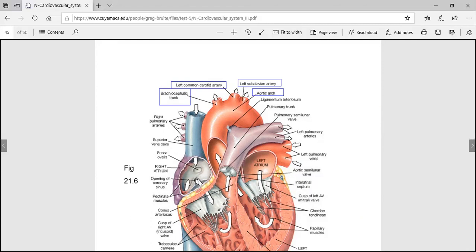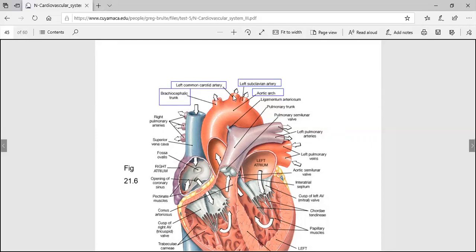Oh, there's your little opening of your coronary sinus. Remember that little expanded vein on the back of your heart? It empties into the right atrium too. Yeah, just don't miss the easy stuff like interventricular septum, papillary muscles, chordae tendineae, left AV valve, right AV valve, pulmonary valve. You can't see it, but there's an aortic valve behind there. Oh, there's a nice ligamentum arteriosum.